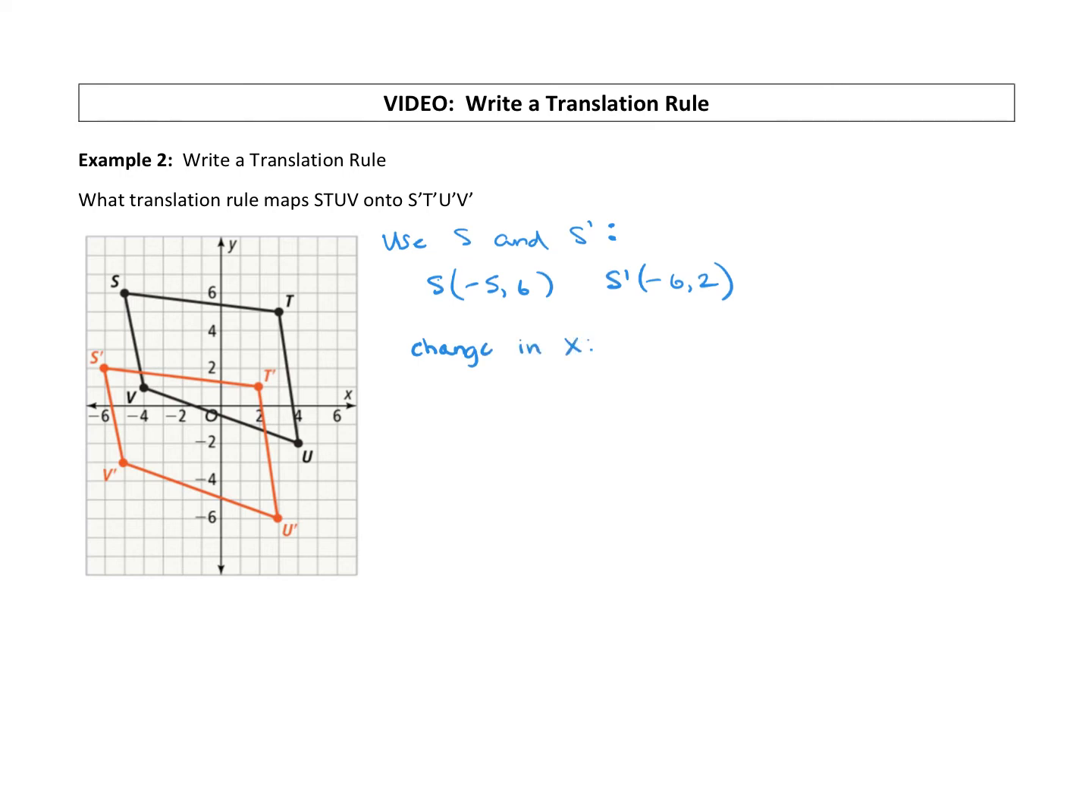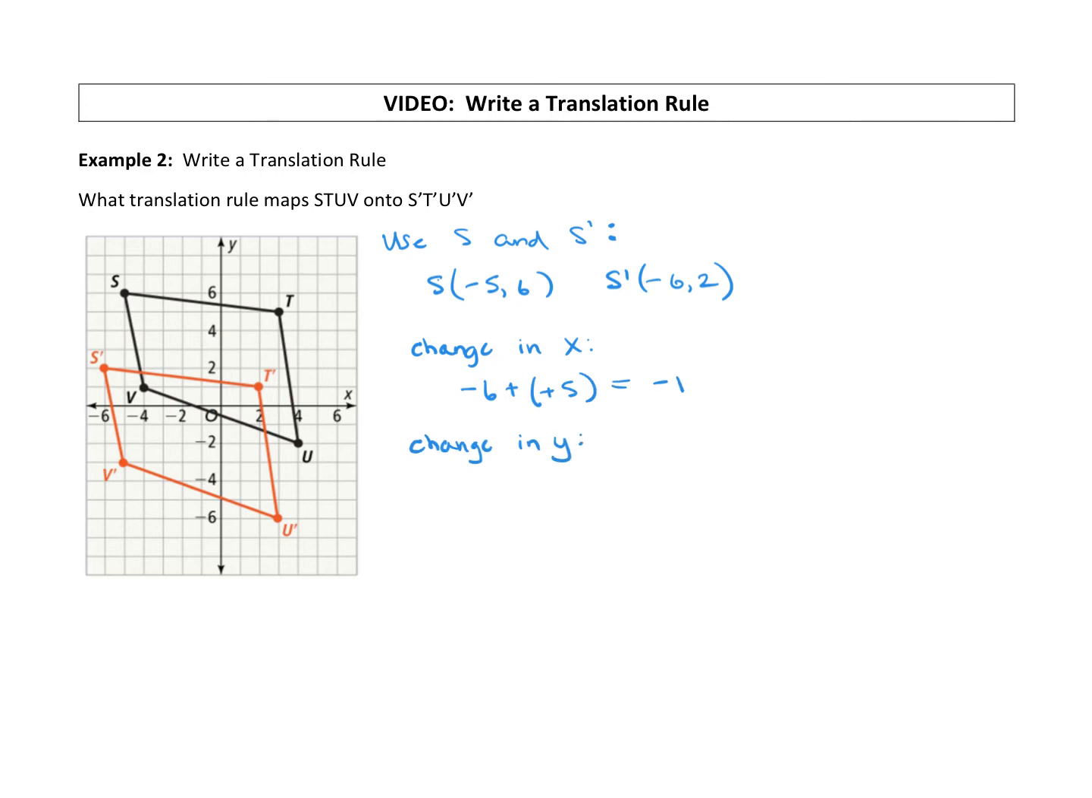So what we do there is we take where it landed, the image, -6, and if we're trying to find the change, we're going to subtract, and it's a change in the X, so I want to take the X of our image and subtract the X of the pre-image, what it started with. So -6 minus a -5 turns into -6 plus 5, and we get -1. So the change in the X was a -1, which means it went one unit to the left because it's negative.